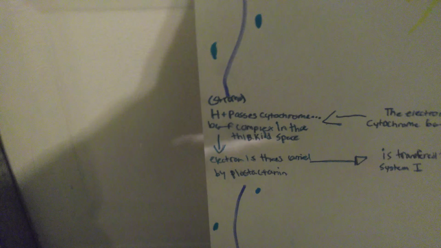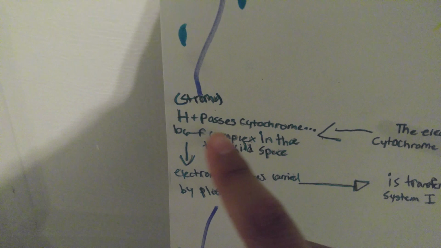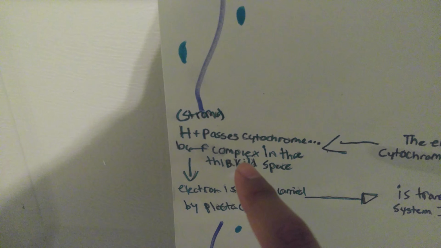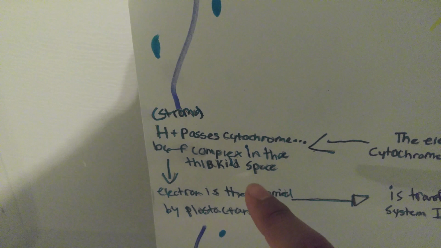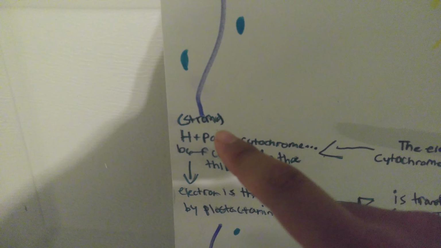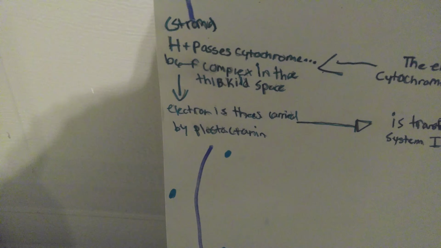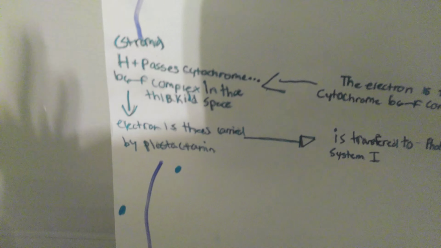When you move on to this next one, I explained it right here. The photon passes through the cytochrome complex, and to the thiol space. And actually, it's the stroma. Then from there, the electron is carried through another mobile carrier.